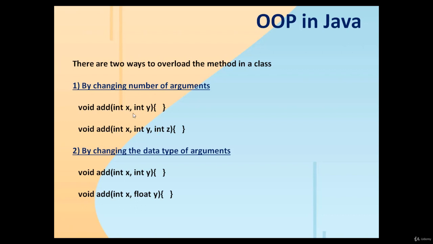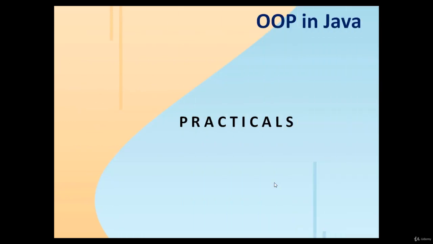The first add method has two arguments, the second add method has three arguments. That is one way method overloading happens. The other way is by changing the data type of arguments. In a separate class, we have two add methods, and the number of arguments is the same, two. But what is the type? The first add method has two integers, the second add method has one integer and a float value. So the signature, the type, is different. So by number of arguments or by type of argument, this is what we talk about as method overloading.